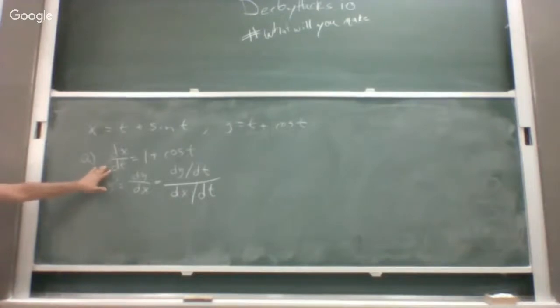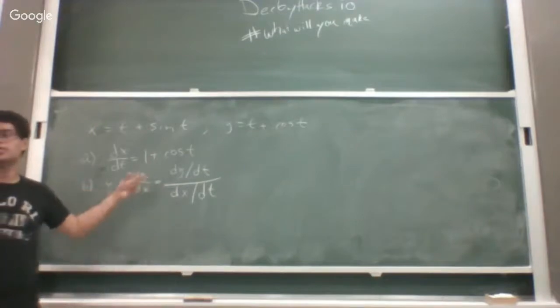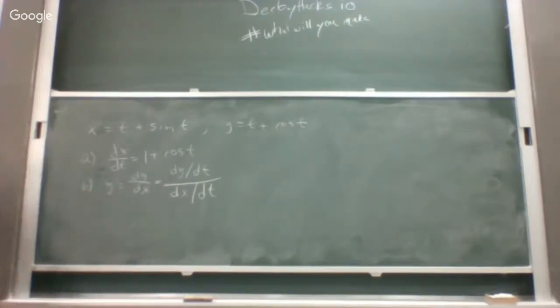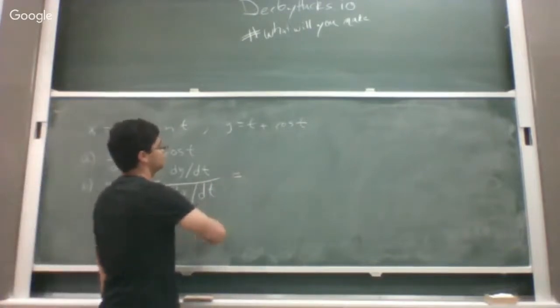Does this make sense? dx dt is with respect to time, but when we say y prime, we mean it with respect to dx. Okay? So then this simplifies down to dx dt, I mean dy dx. Yeah. So then we just sub everything in. What is dy dt?